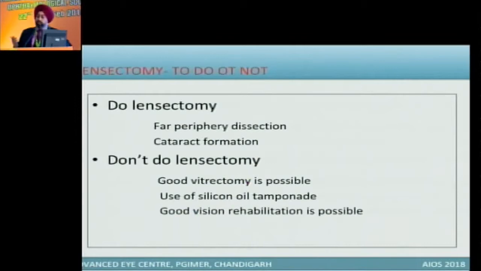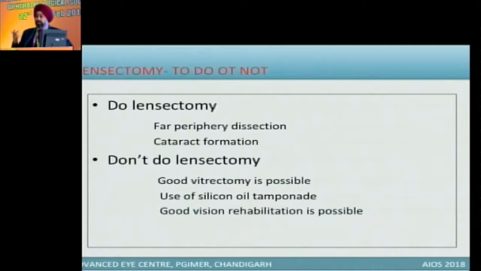But nowadays, we don't do a lensectomy in them. Because we know that good vitrectomy is possible with the good systems there, and we have oil to take care of the multiple small holes, and good visual rehabilitation is possible in these patients. I'll tell you why. Because at that time, this AIDS patient was surviving only for 1 year. They were doing a palliative surgery at that time in the 80s, 90s. Now these patients are surviving. I have a patient who has a follow-up of 13 years even.